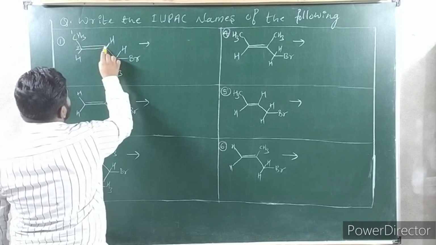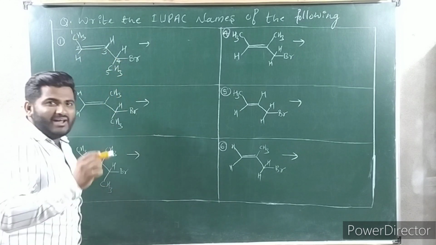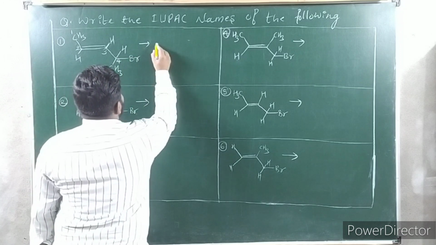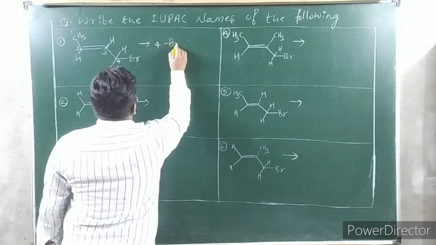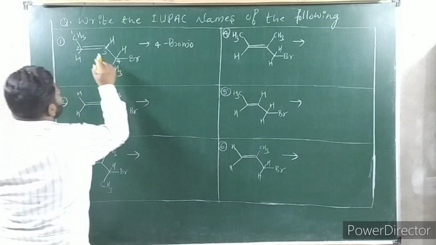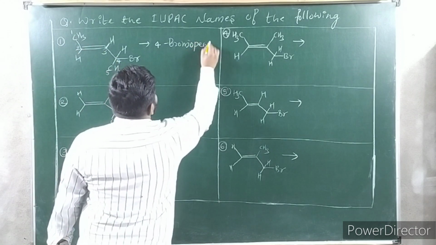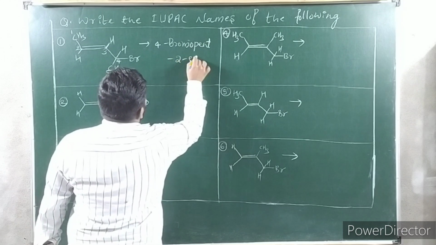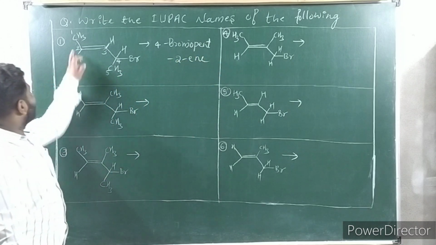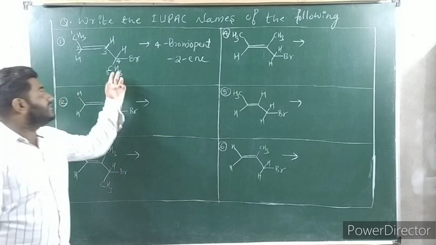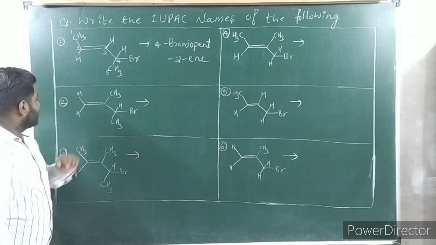So what is the name? Total name: 1, 2, 3, 4, 5. So 5 carbon means it is a pentane. Fourth position bromo, therefore the name is 4-bromo pent-2-ene. 2-ene because the second position double bond is there. 4-bromopent-2-ene, that is the name for this compound. Let us see the second problem.